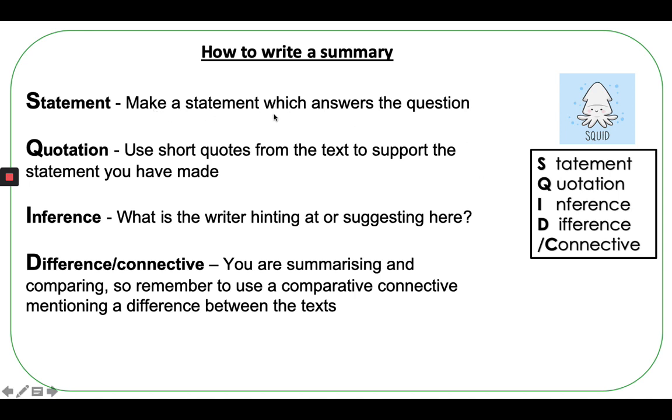You make a statement which answers the question, keep your quotes short, then you infer about the quotation. What is the writer hinting at or suggesting? Then, because you're summarising and comparing, you need to use a comparative connective to connect the two texts together to say the difference or the similarity.